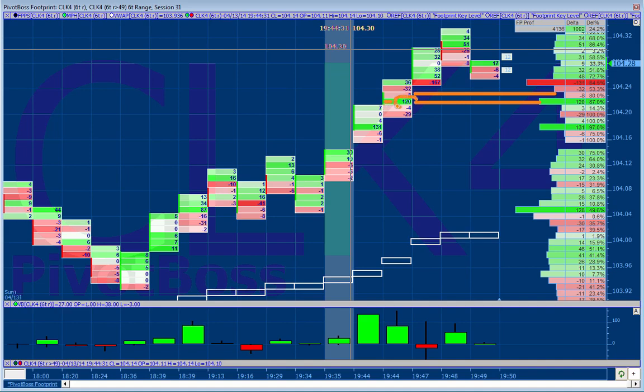In this case, there was a 120 contract buy side delta. So 120 more contracts came in to buy at the market than sell. That left a 120 contract buy imbalance. Right here, these are sell. It's a sell imbalance, a 167 contract sell imbalance.